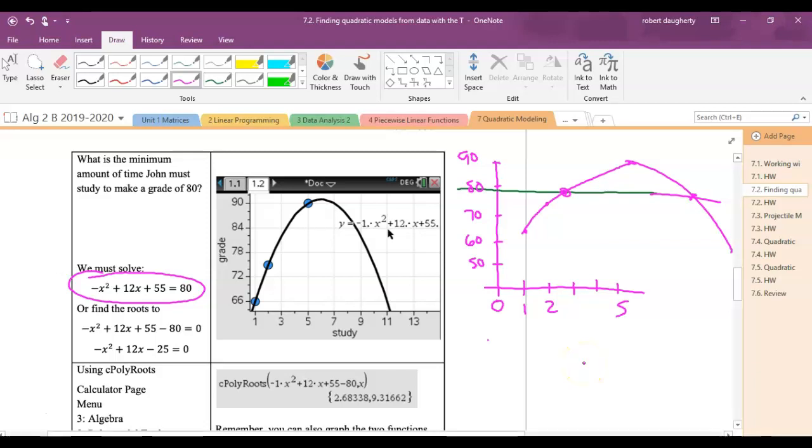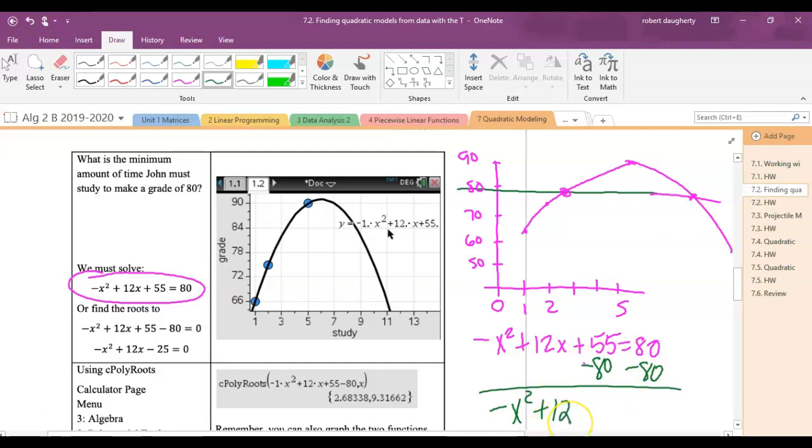So I've got negative x squared plus 12x plus 55 equal 80. I love for all my quadratics to be equal to what? 0. So if I subtract 80 from both sides, I get negative x squared plus 12x, and then minus 25 equals 0.